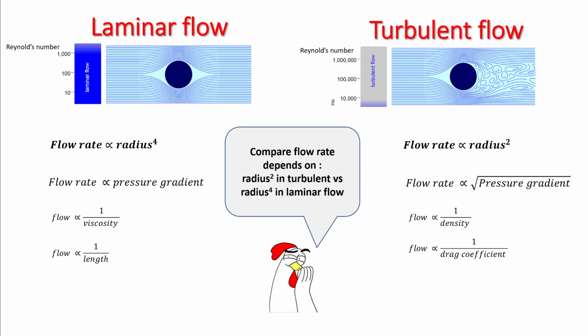The flow rate in laminar flow depends upon the fourth power of radius and is directly proportional to pressure gradient, while in a turbulent flow, the flow rate is proportional only to the square of radius and the square root of pressure gradient. So for the same radius and pressure gradient, flow is much higher in laminar flow when compared to turbulent flow. In other words, turbulent flow has higher resistance than laminar flow.